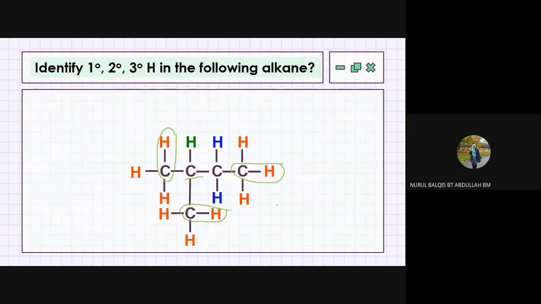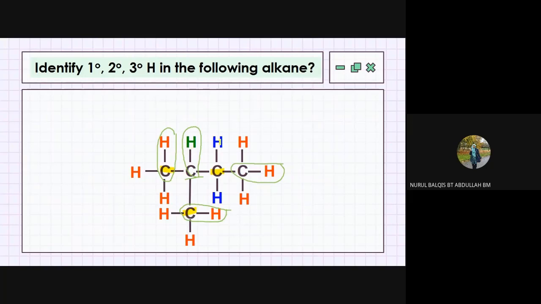9. Okay. Right. So tengok pula yang hijau ni. Carbon bearing the hydrogen now got how many carbon directly attached to it? 3. Where is it? 1, 2, 3. So that belongs to which class? Tertiary. Okay. Now dan dia ada berapa banyak hydrogen warna hijau? 1. Jadi berapa je? 1 je lah.